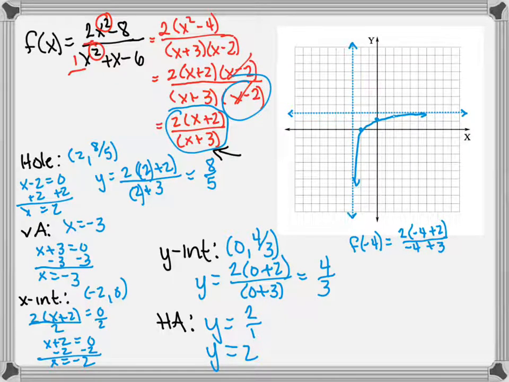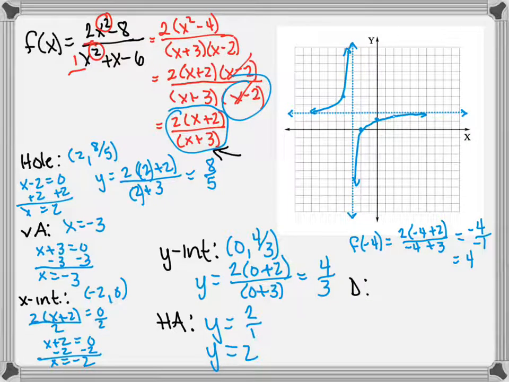So 2 times -4 plus 2 over -4 plus 3, which is -4 over -1, or +4. So we have a point at negative 4, 4. So we know that we are indeed in this section for our second branch. We can draw in a curve that is bounded by the asymptotes. So this is a good enough approximation for our graph.